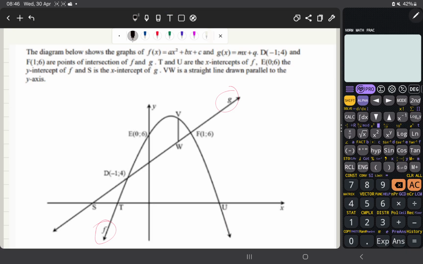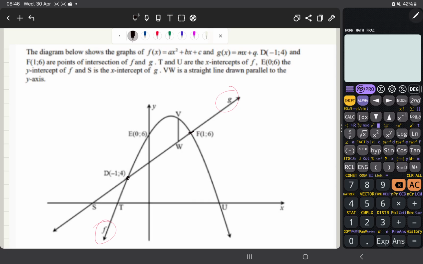I have f of x, I have g of x, and point D, which is an intersection between g of x and f of x. Point D is noted here. Point D is (-1, 4). I also have point F. Where is point F? Let me see it. Looking for F. Oh yeah, point F is another intersection for g of x and f of x.